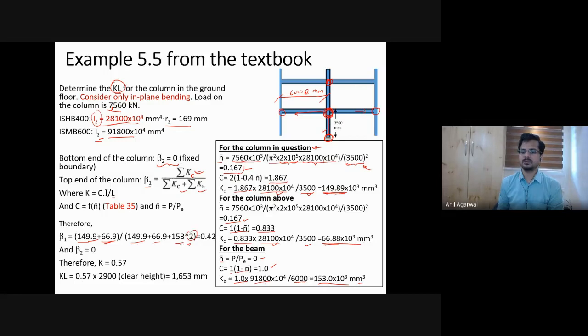Otherwise 153 plus 153. What I get is beta is equal to 0.42, and beta 2 was already calculated as 0. So beta 2 was 0. Beta 1 comes out to be 0.57. Sorry, 0.42.